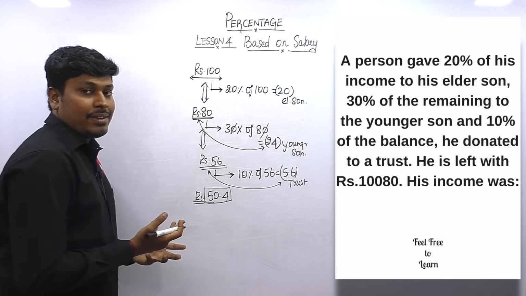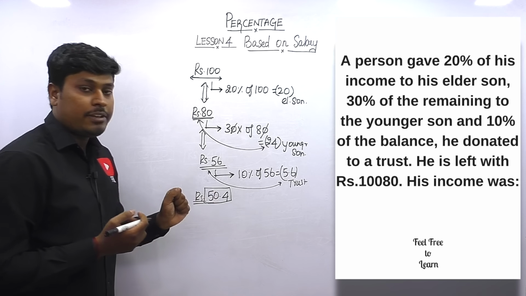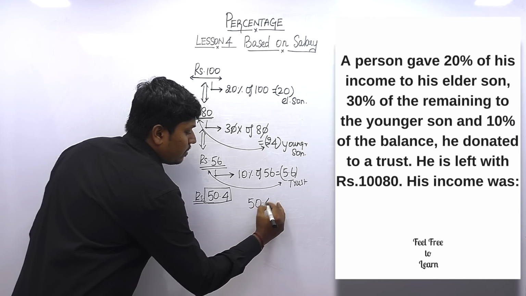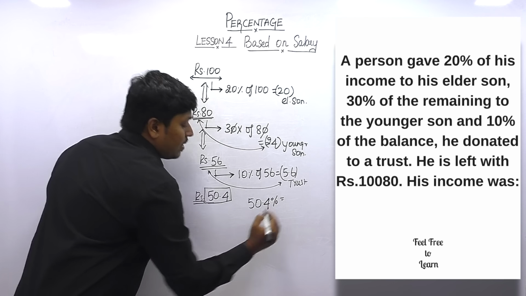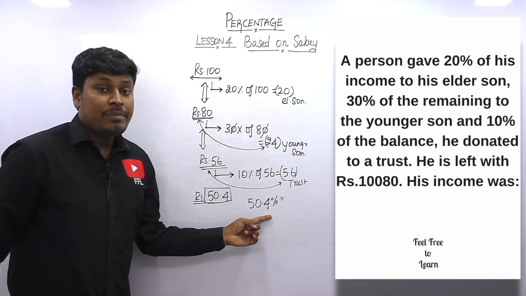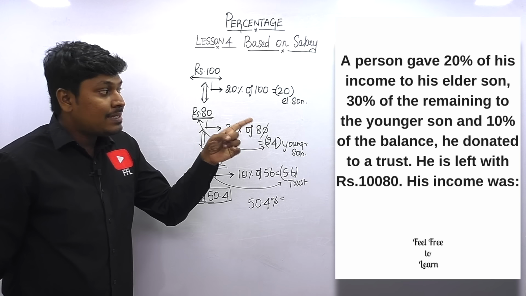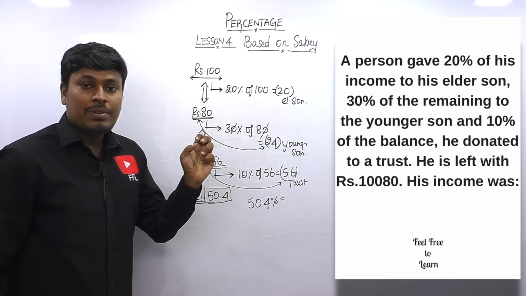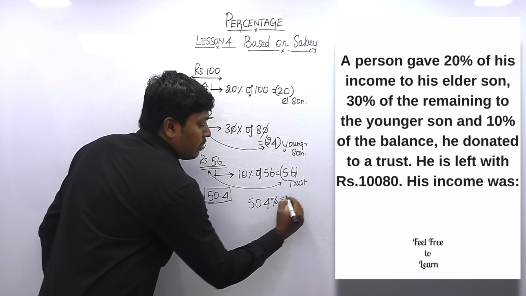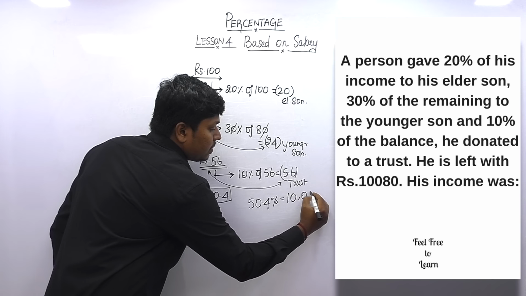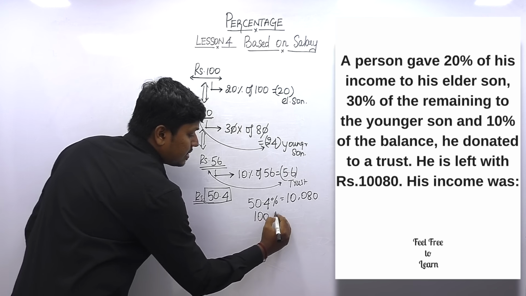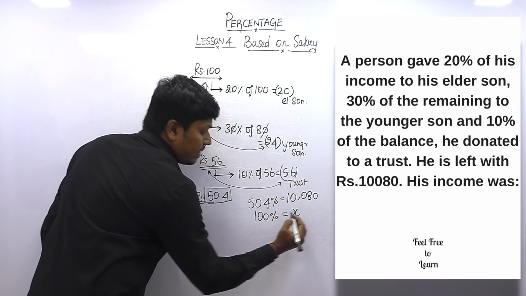So final savings from the total 100 rupees is 50.4. What I have done at the last is change this to 50.4%, right? Now the savings percentage will be 50.4, and his savings amount, what he is left with, is 10,080. So 50.4% will be 10,080, and our target is to find the income, that is 100%. So 100% is equal to X.